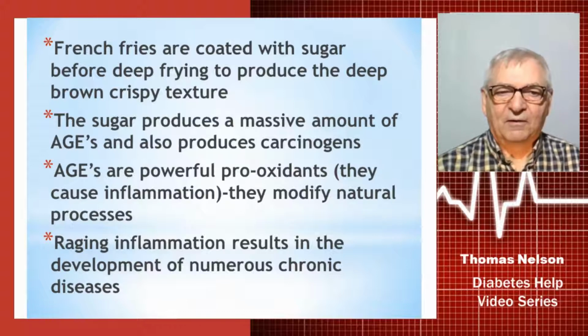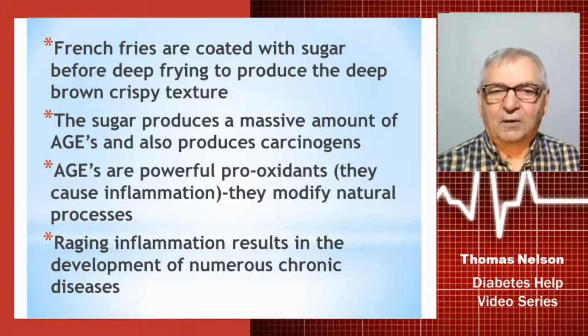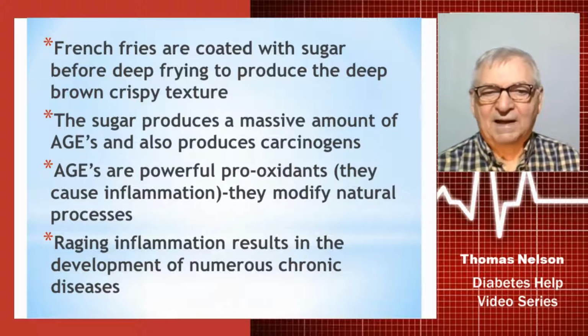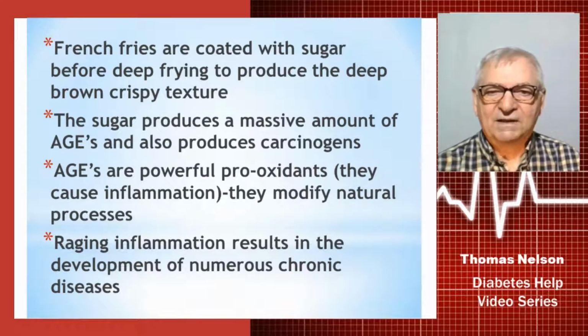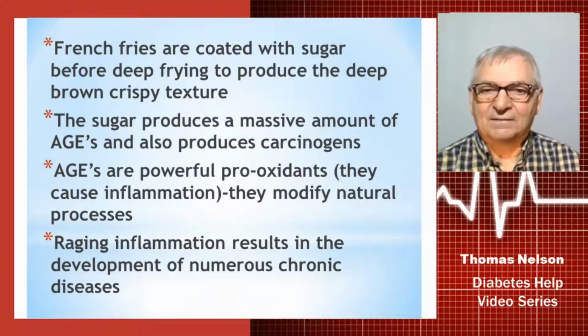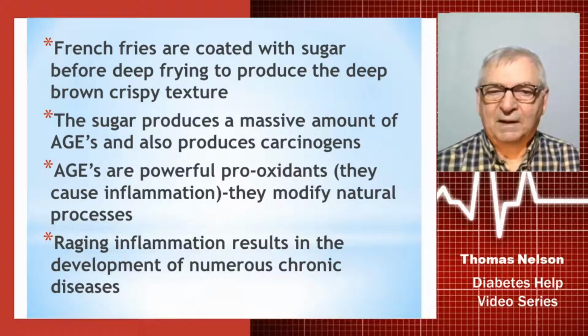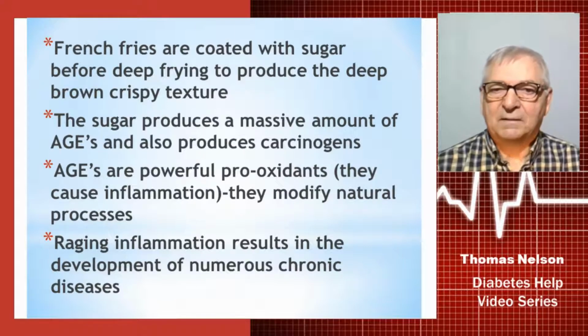AGEs are very powerful pro-oxidants. That means they cause inflammation, and they modify numerous natural processes, and not in a good way. So raging inflammation, chronic inflammation, will result in the development of numerous chronic diseases. Which ones you get is going to depend on your genetic makeup.